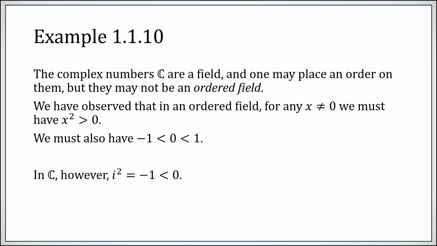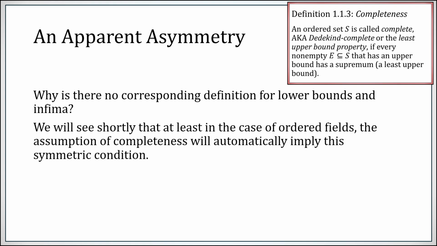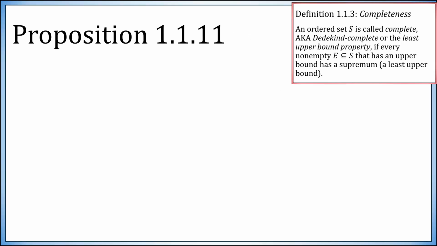The complex numbers are absolutely a field. They absolutely have orders that you can place on them. It just won't interact together nicely to make what we have defined as an ordered field. So how come we defined all of this stuff for the completeness property in terms of upper bounds, but we didn't do the same thing for lower bounds? What we'll see shortly is that if you have an ordered field, then the assumption of completeness, which by definition only interacted with upper bounds and supremums, will automatically imply the same condition for lower bounds and infima.